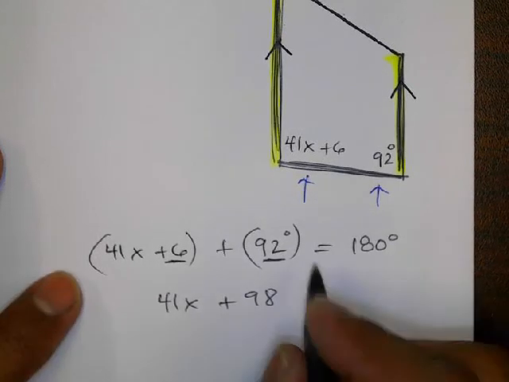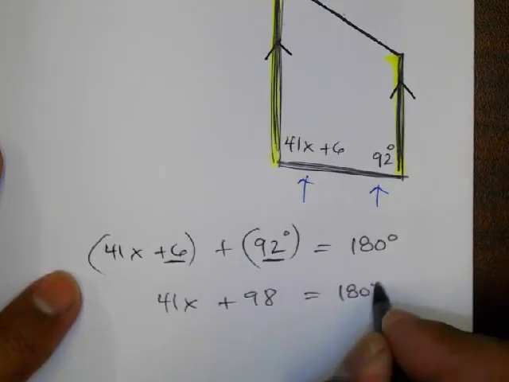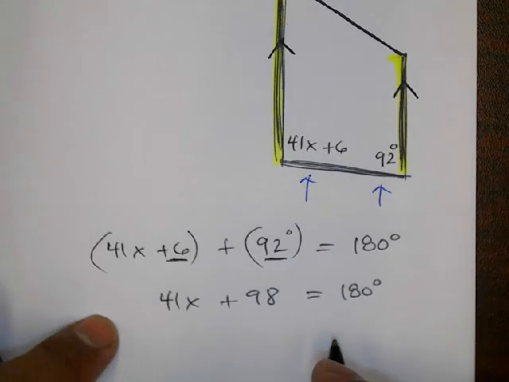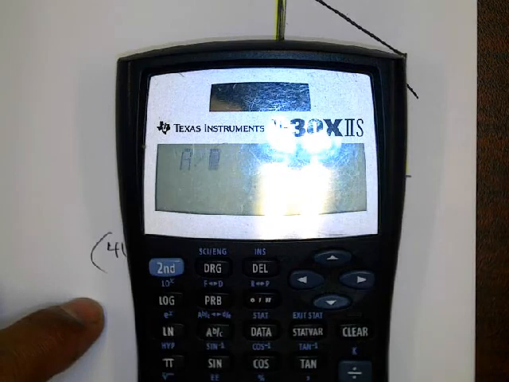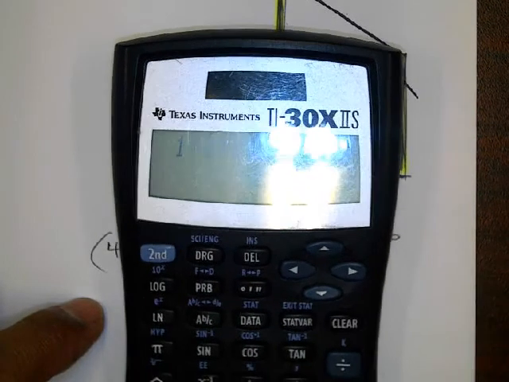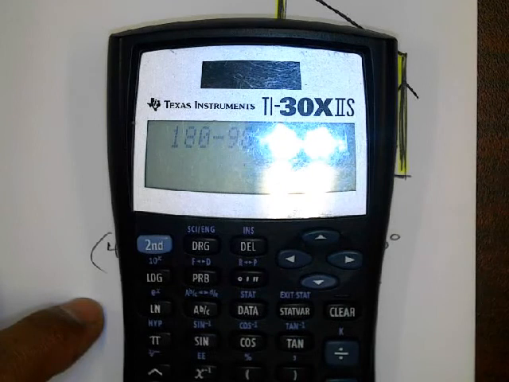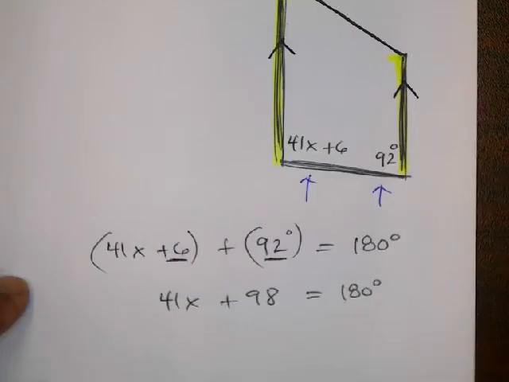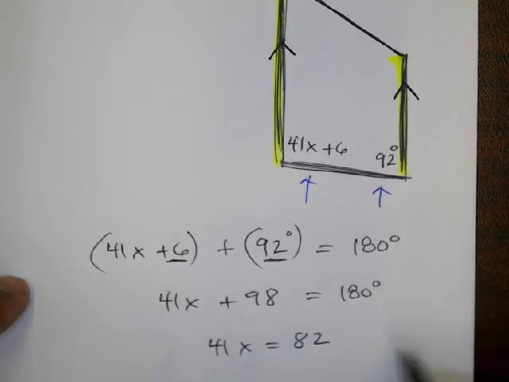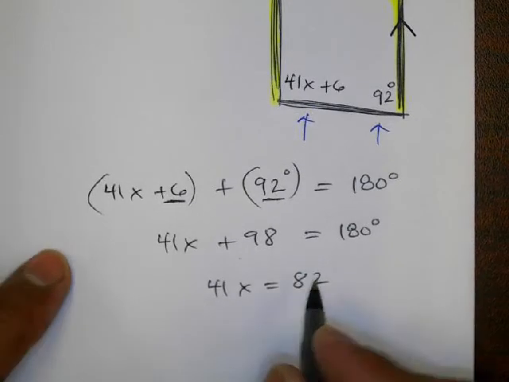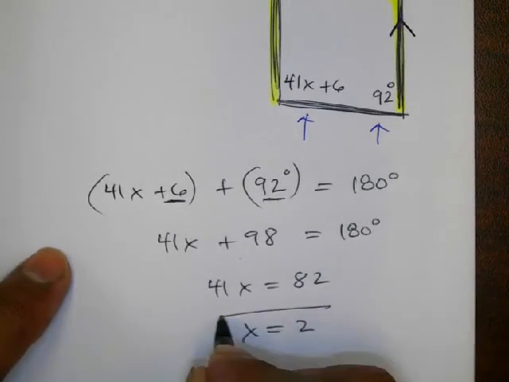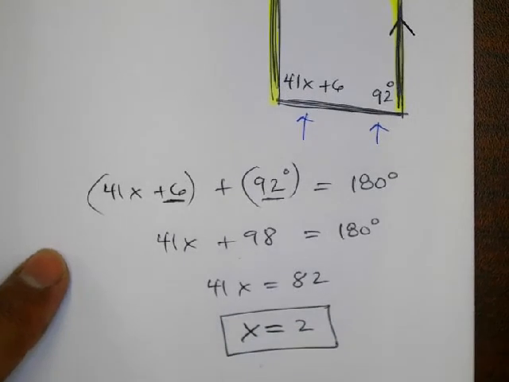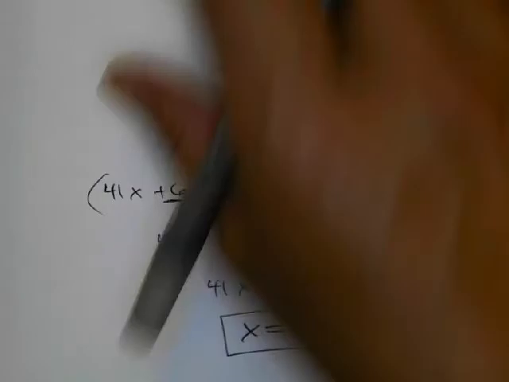The 6 plus the 92 is 98 equals 180. And then it's going to be subtract 98 and subtract 98. Let's see. 180 take away 98 is 82. Right? Subtract 98, subtract 98. 41x equals 82. Well, divide by 41, divide by 41. You're going to get x equals 2.